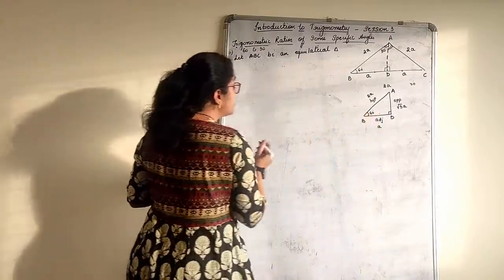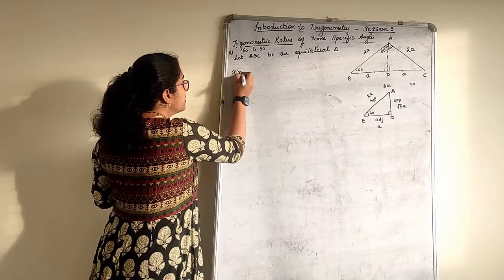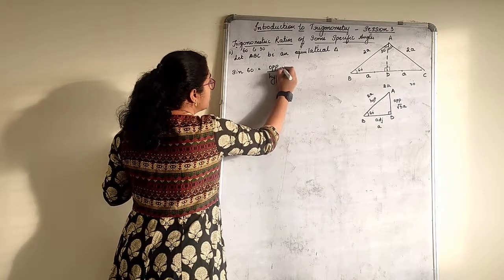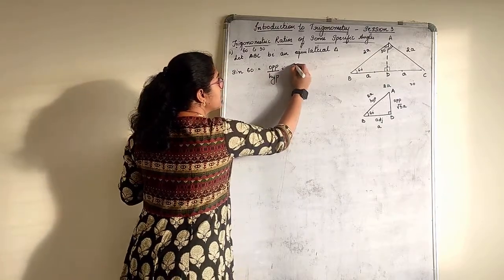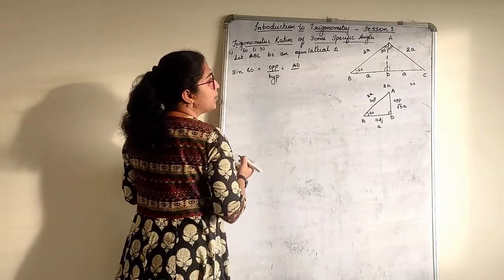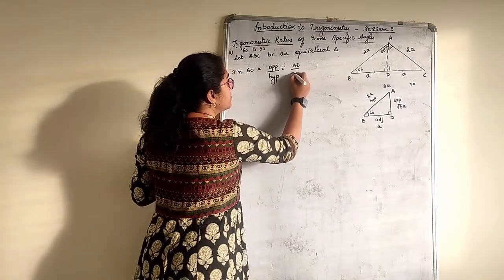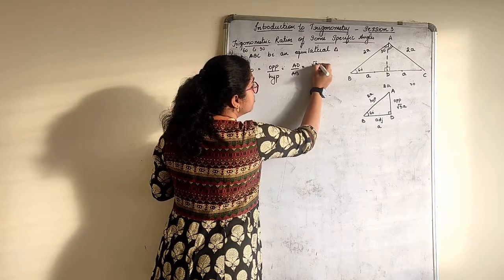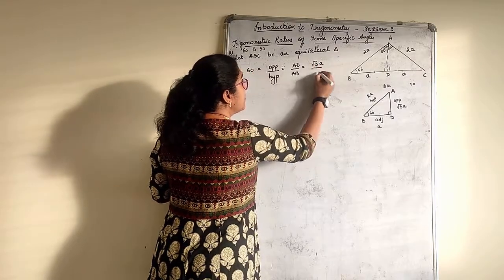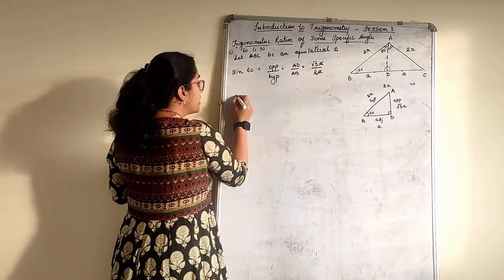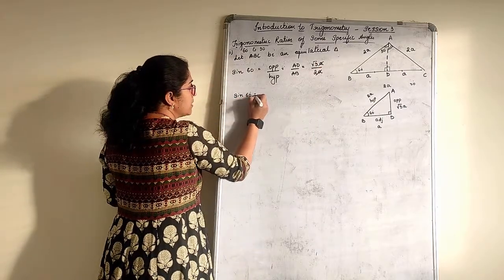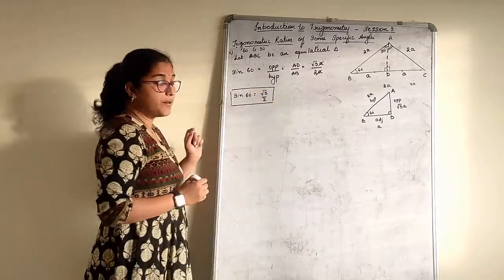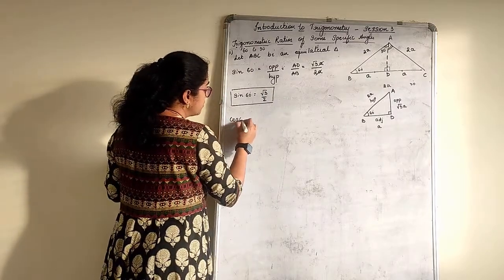Anyhow, the angle I have drawn here, this particular triangle. First would be sine 60. Opposite upon hypotenuse. So what is the opposite side here? It is AD upon AB. So what is the opposite side? Root 3A divided by AB, which is 2A. So sine 60 is root 3 by 2. Okay. Next would be cos 60.